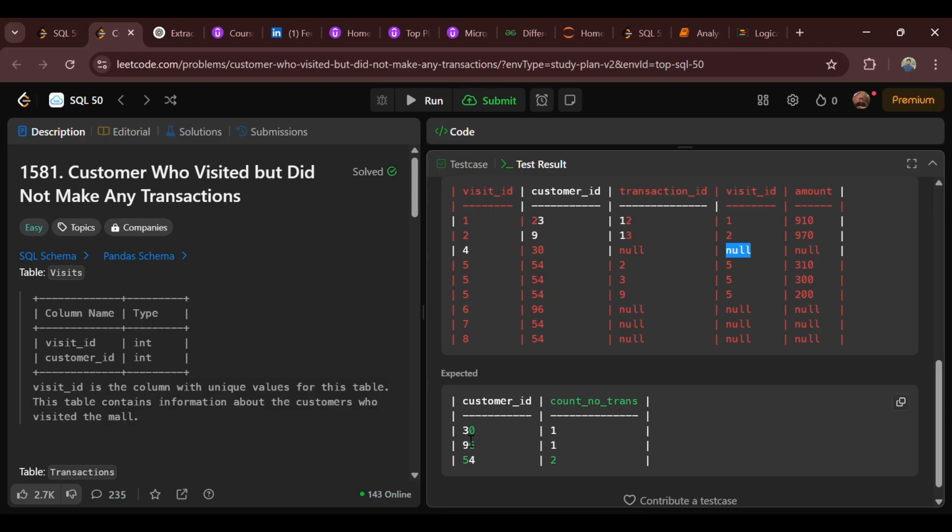See, 30 has transaction ID equal to null. 30 is in the output, right? 96 transaction ID is equal to null, and 96 is present here. 54 transaction ID is equal to null. So the count of 54 is 2. So 54 is coming 2 times.